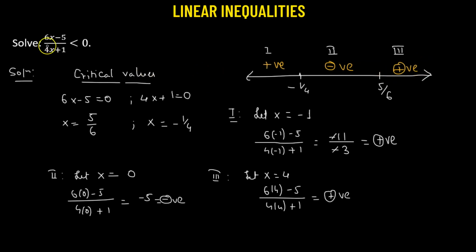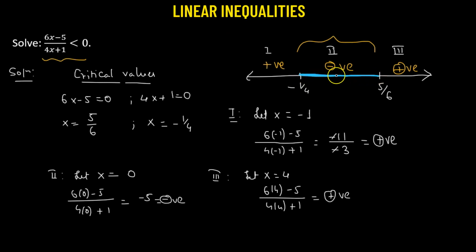Now coming back to our linear inequality, all it says is to find the values of x such that the rational expression 6x minus 5 divided by 4x plus 1 is less than 0. That means negative. We have already divided our real number line into 3 regions. So this is the region where we have the expression having a negative value. So this is going to be a region of solution. Since this is a region of solution, we will consider this region.